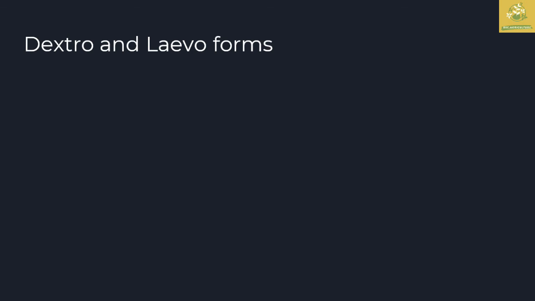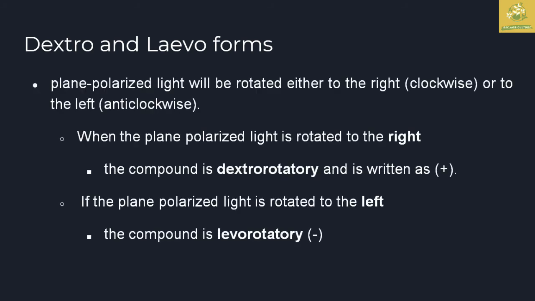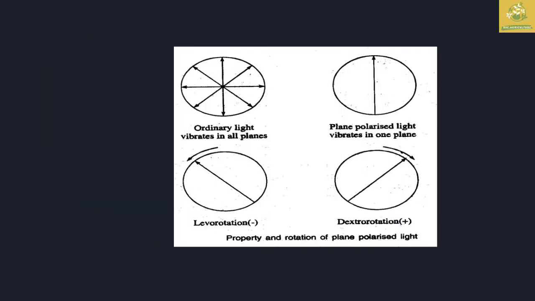So after polarization, the compound can form dextro and levo rotatory forms. The plane polarized light can rotate either to the right, a clockwise direction, or to the left, an anti-clockwise direction. When the plane polarized light is turned to the right, the compound is known as dextrorotatory, which is positive rotation. Or else, if the plane polarized light is rotated to the left, then the compound is levorotatory, which is written with a negative sign.